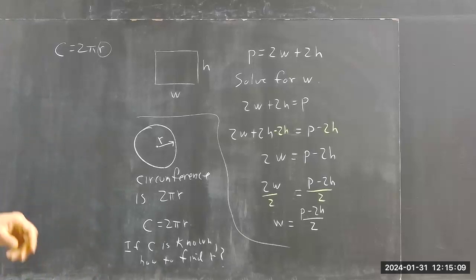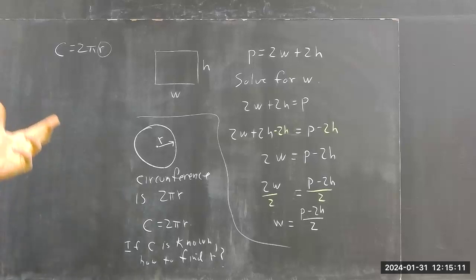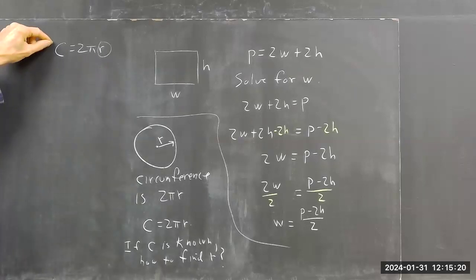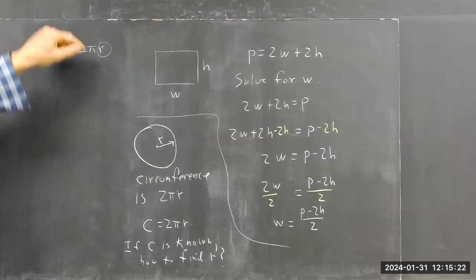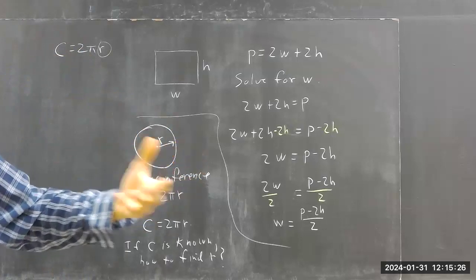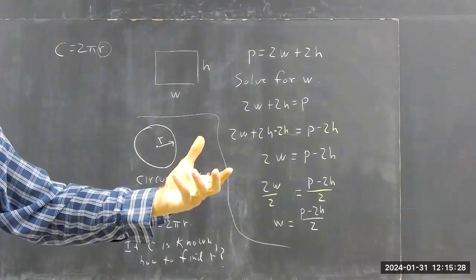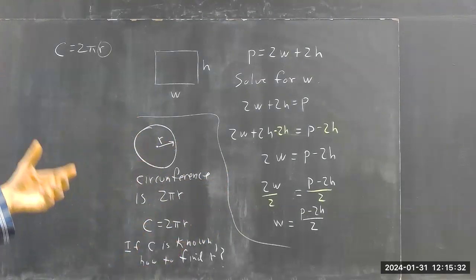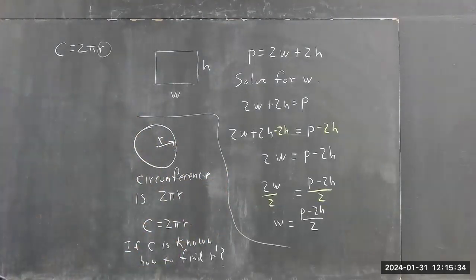I had a suggestion, well, divide by C. It's a legitimate step, but it takes us further from our goal of isolating R. If I divide by C, I get C over C, which is 1, but then I'd have 2 pi R divided by C. That's cluttering up the side that has R on it. So it's a legitimate step, a good suggestion, but it's not the one we're going to follow up on.